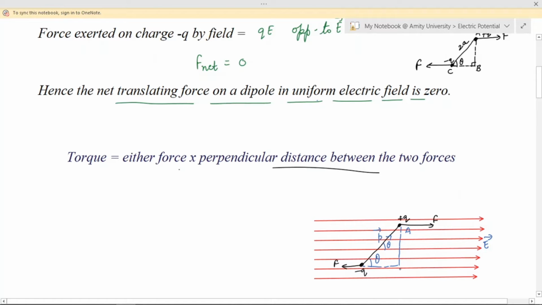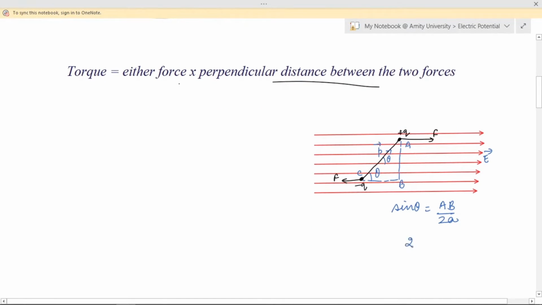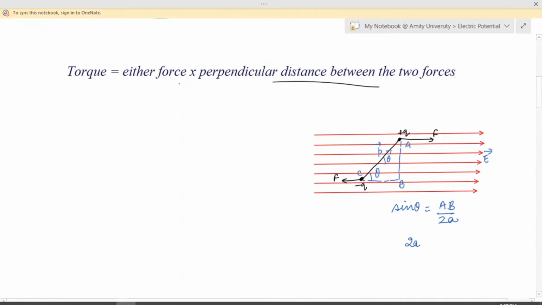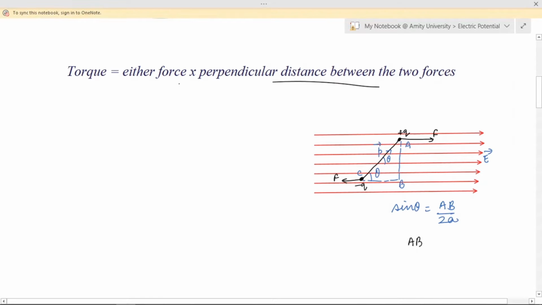So from this we can determine that sine theta can be written as AB upon 2A, where 2A is the length AC. So the perpendicular distance AB can be written as AB equal to 2A sine theta.